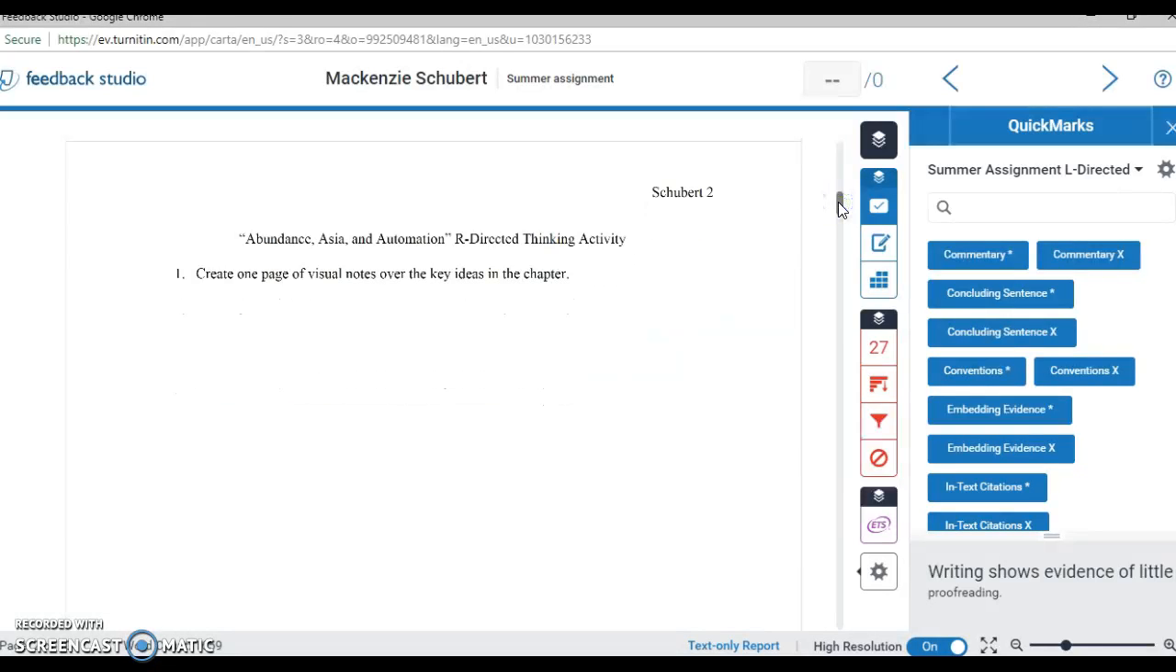Your directed activities looked good as well. You don't have them in the electronic version, but I thought your sketch notes looked really good and definitely showed me that you understood the 3 A's that were mentioned in chapter 2.